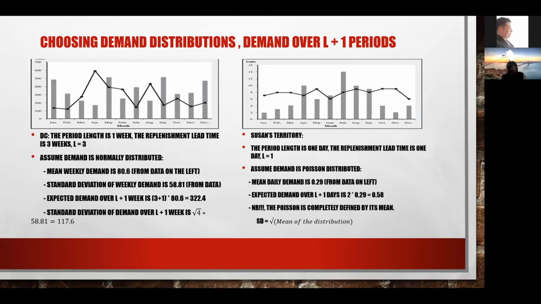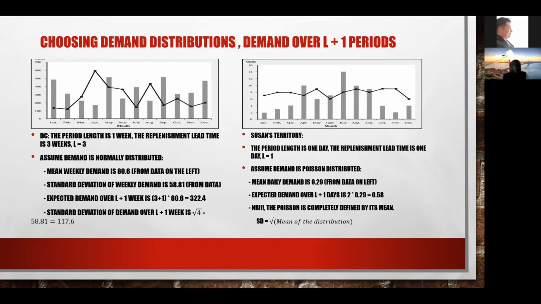Now we'll look at choosing distributions, demand over L plus 1 periods. At this point, we have to note that each inventory management system must choose a demand distribution to represent demand. For our case, we need a demand distribution for the Mounds View Distribution Center and Suzanne McNulty's territory. As we see, in the Mounds View, the normal distribution works for the distribution center, and the Poisson distribution is better for demand in Suzanne's territory.